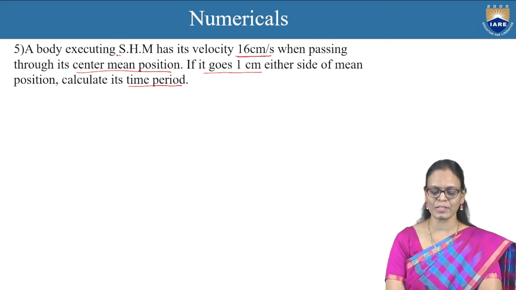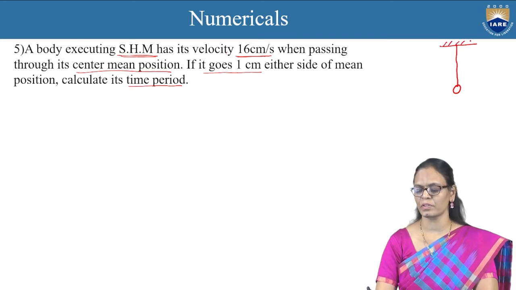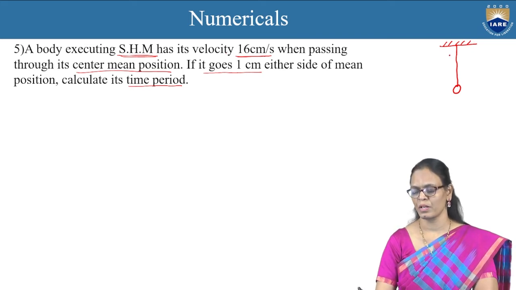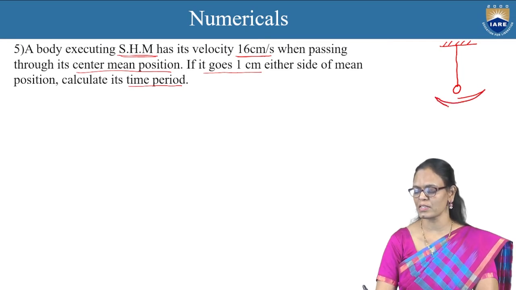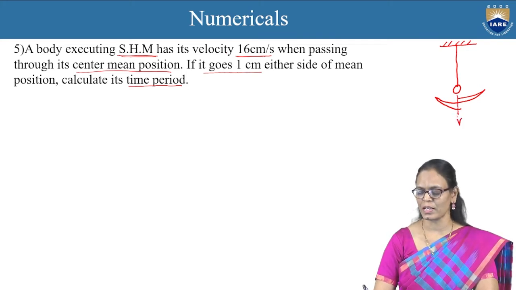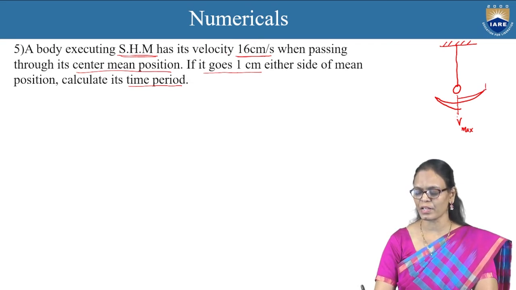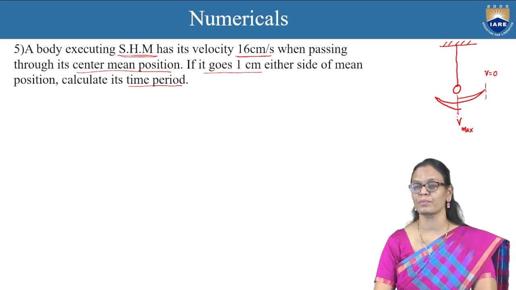So a body executing simple harmonic motion. I'll take the simplest example of the simple pendulum. We have a bob attached to a string and this is tied to a fixed support. When we take it to one end and leave, it starts oscillating like this. This is one oscillation. This is the mean position or the equilibrium position. We know that at the mean position, the velocity is maximum. We have already discussed this in the theory. And at the extreme position, the velocity is 0.